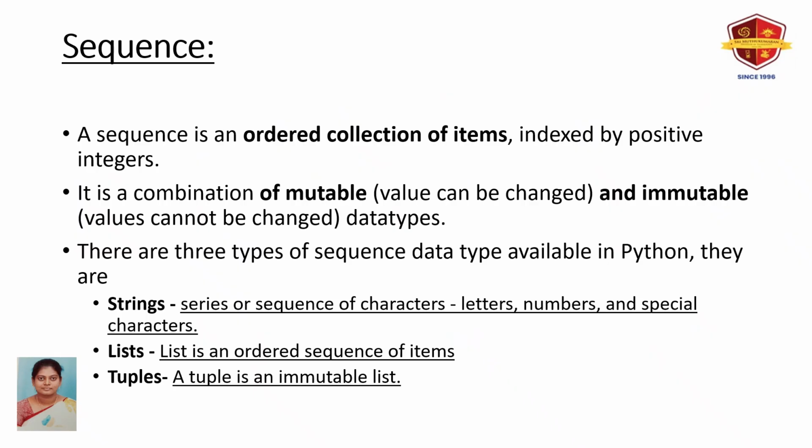Sequence is an ordered collection of items indexed by positive integers. It is a combination of mutable, meaning the values can be changed, and immutable, meaning the values cannot be changed. There are three types of sequence data types in Python. First one is strings. Strings are a sequence of characters, letters, numbers, special characters put together as a sequence. Next one is list. List is an ordered sequence of items. Next is a tuple. Tuple is also a list, but it is an immutable list. Immutable, we cannot change.